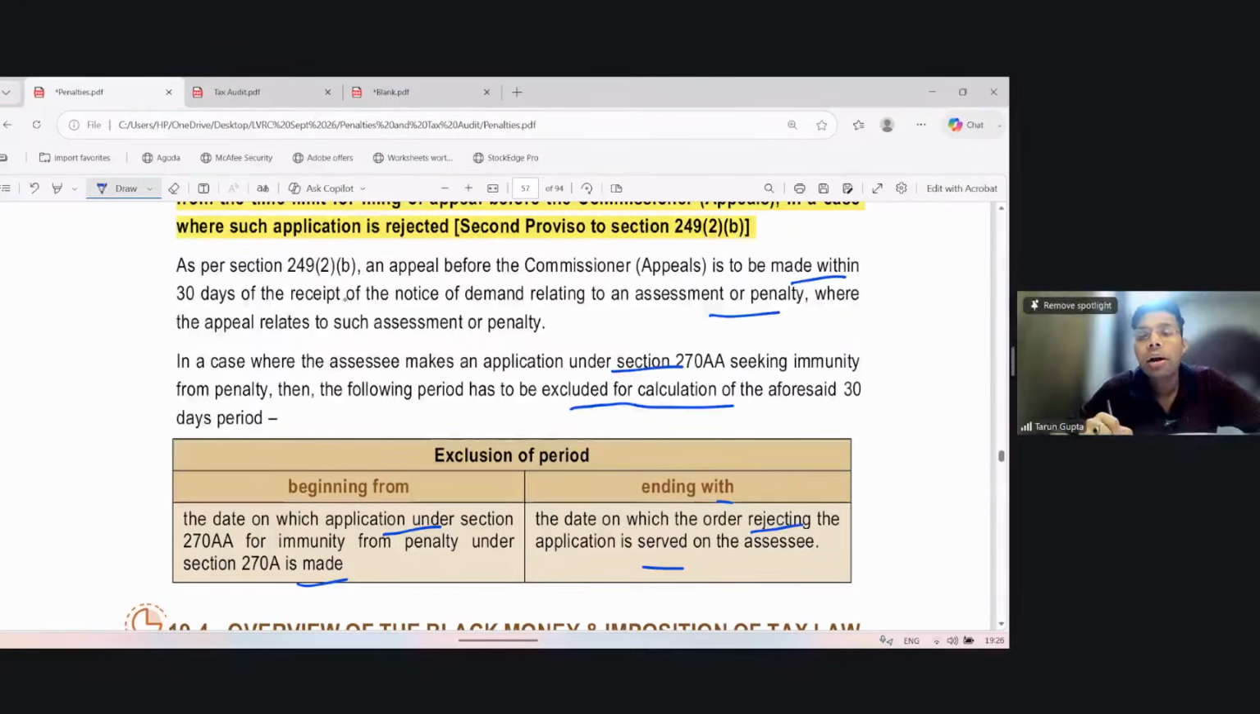If the application is accepted, then there is no reason to appeal to CIT appeal, and therefore no reason to extend the period of filing the appeal, because the appeal is not required to be filed. But if my application is rejected, then the period starting from the day when I made the application up to the date of the order rejecting the application shall be excluded, and only after that the 30 day period shall be counted. Okay.